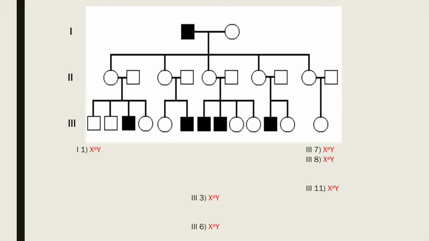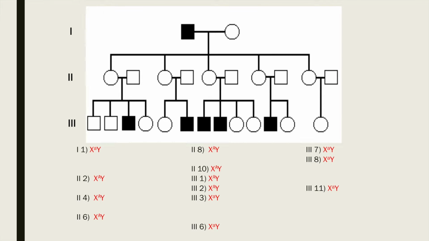Next, I like to go to the unaffected males. So I'll start with the second row. So individual 2-2, their box is not shaded, so we know they're unaffected. So their genotype has to be X-A-Y. For the same reasoning, individual 2-4, the same genotype, individual 2-6, 2-8, and 2-10. Also, the same reasoning can be applied for individual 3-1, 3-2, and that's it. So those are all the males done.